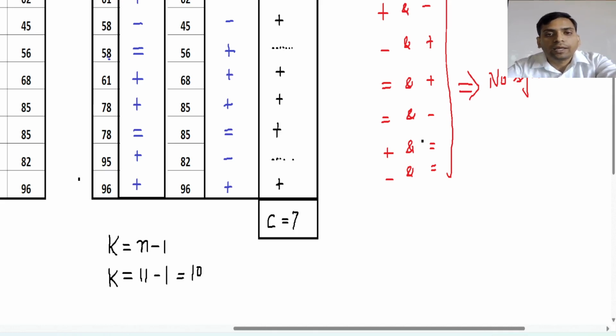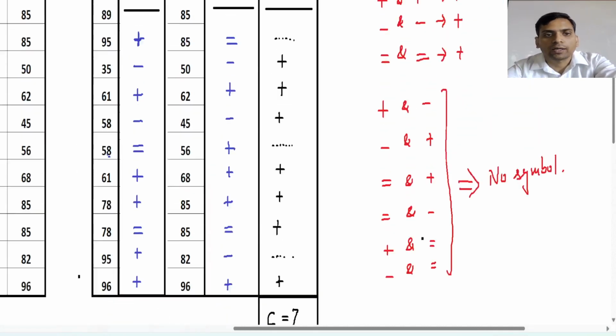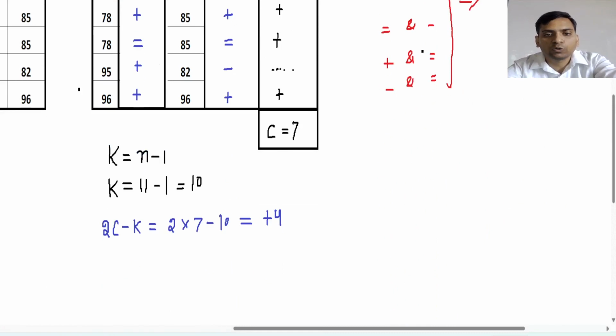10. And after that you will calculate 2C minus K. So 2 into C, C is 7 and K is 10. So you will get this term as 14 minus 10, that is 4. So this is plus 4. Now we will see the formula, the form of the formula and how to use it.